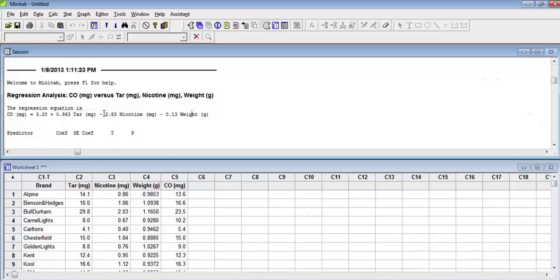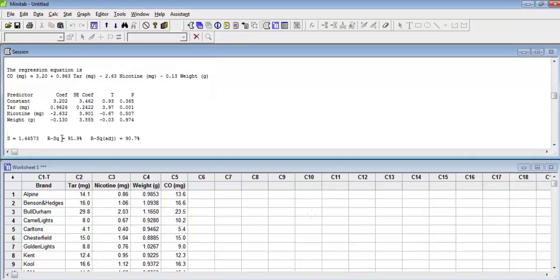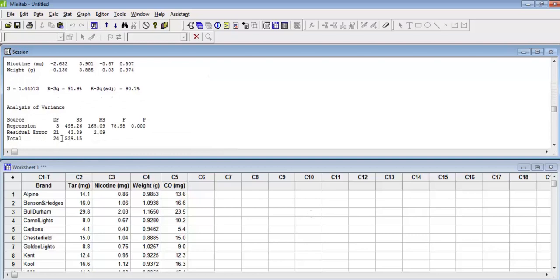Similarly, the level of CO decreases by 2.63 units for each unit increase in nicotine, assuming that the weight and the amount of tar remain constant. And finally, the level of CO decreases by 0.13 unit for each unit increase in weight, assuming the other two predictive variables remain constant. From this output, we can also look at the R squared value and the mean square error, 2.09, which is the estimate of the variance.